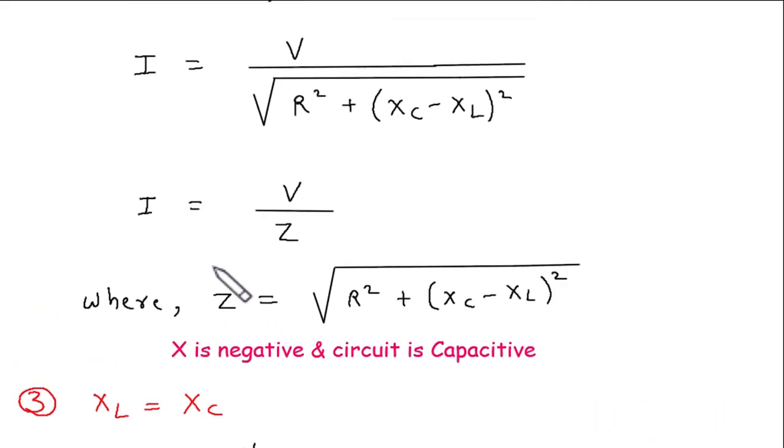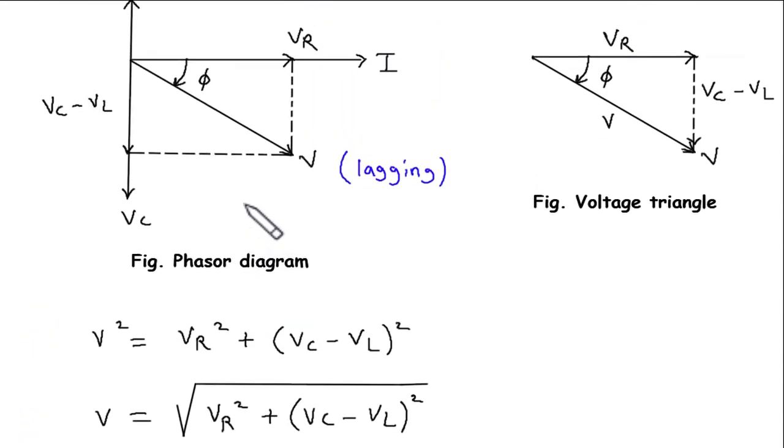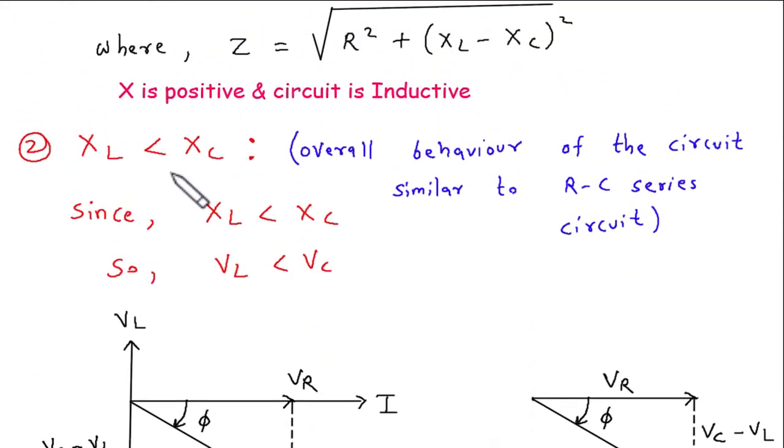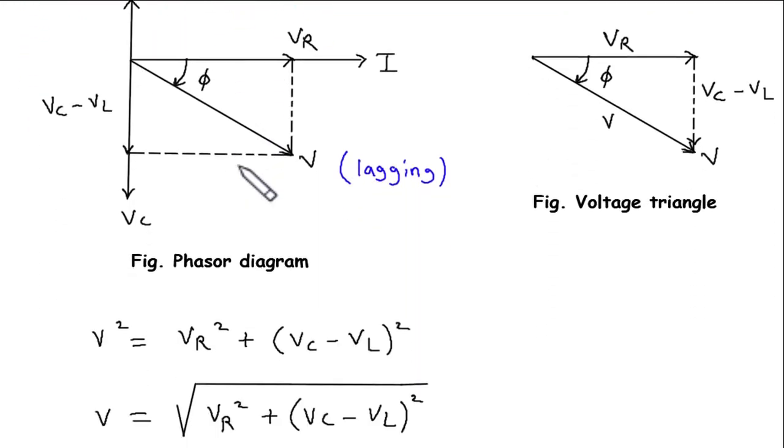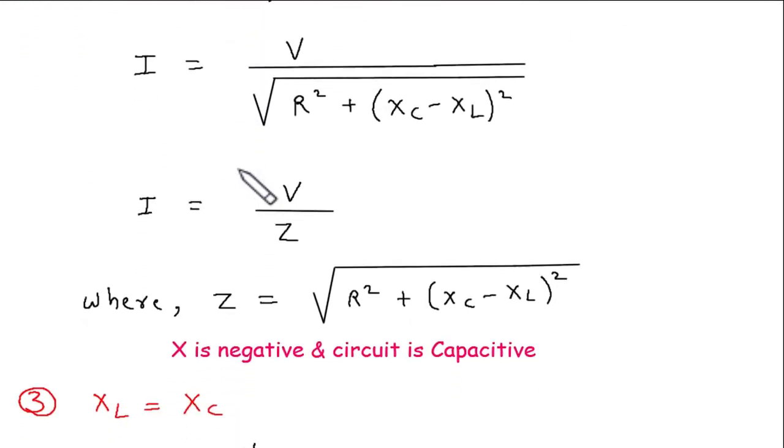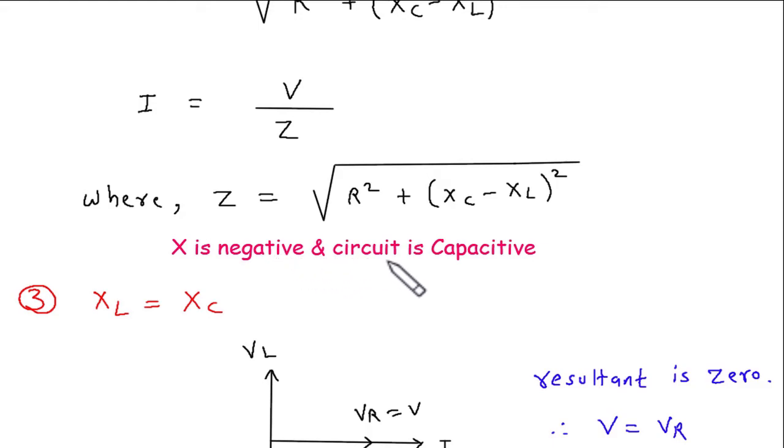Now in case of XL less than XC, X is negative and circuit is capacitive.